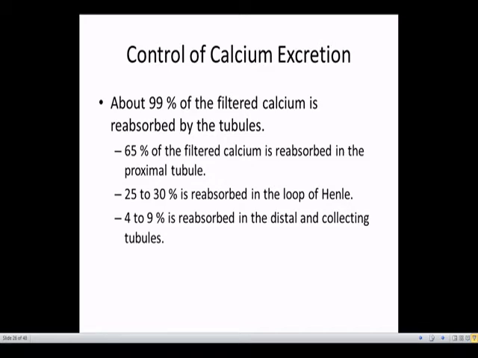65% of the filtered calcium is reabsorbed in the proximal tubule, and 25 to 30% is reabsorbed in the loop of Henle, and about 4 to 9% is reabsorbed in the distal and collecting tubules.